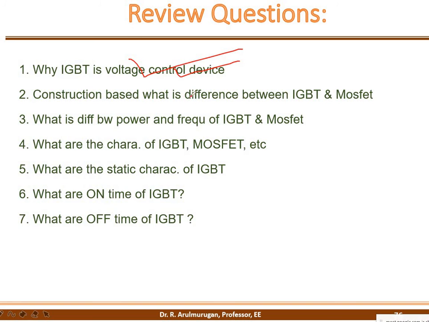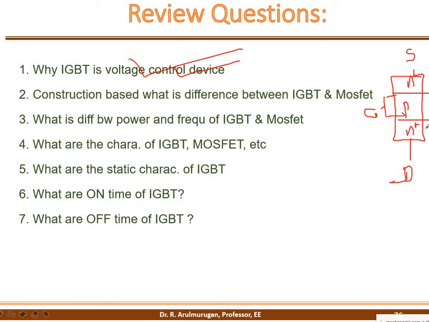Construction based: what is the difference between IGBT and MOSFET? If I look at the construction of the MOSFET, it is N plus, P, N plus, so here is an NPN. The drain terminal and the source terminal are connected. Here the gate terminal is connected through the capacitance. This is a normal MOSFET.